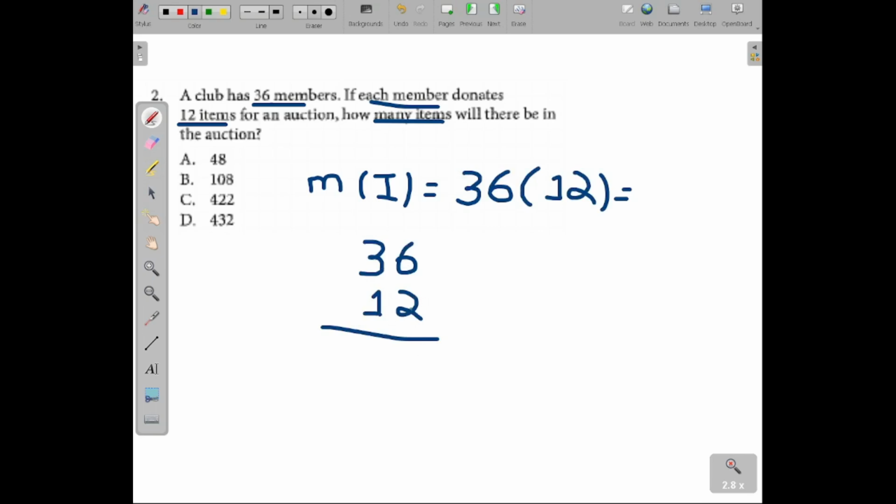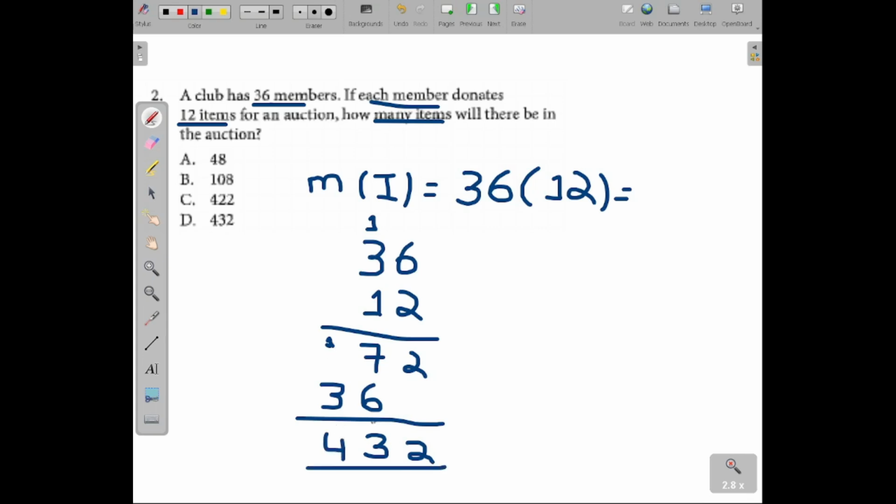36 times 12. 2 times 6 is 12. We have 1. 2 times 3 is 6, plus this one is 7. 1 times 6 is 6. And 1 times 3 is 3. 2, 6 plus 7 is 13. We have 1, 3 plus 1 is 4. So the answer is 432. The right answer is D.